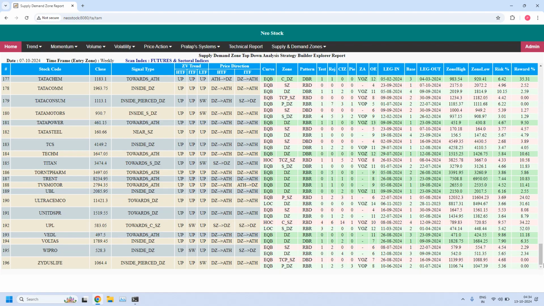So all the 196 stocks are filtered. Hope this information will be useful to you for your further study and analysis.